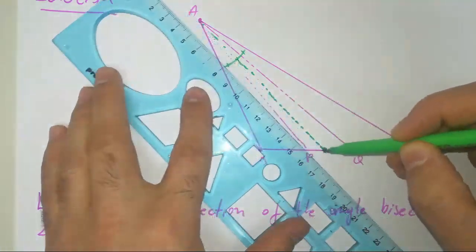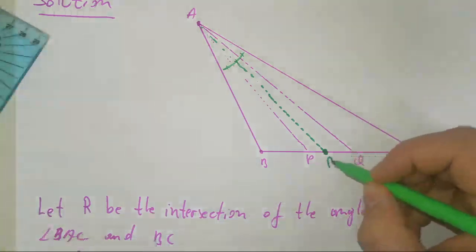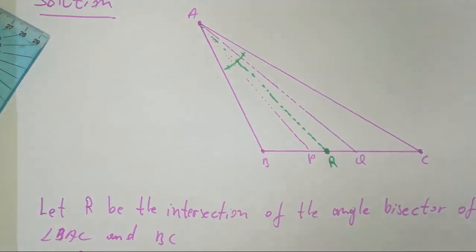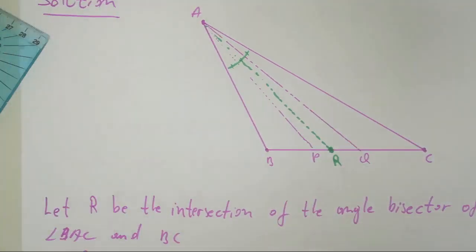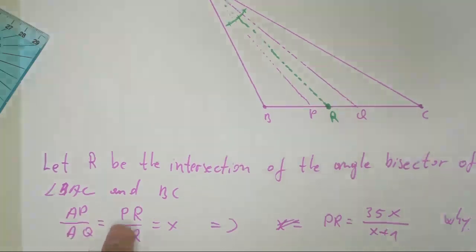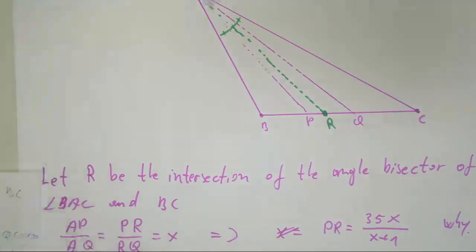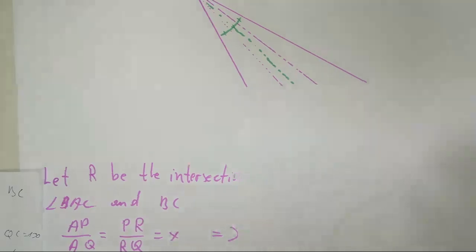Once more, as you see, I'm not constructing it, I'm just guessing where it can be, somewhere. So this is point R. Here we have that AP over AQ is PR over RQ. How do we know that this holds? Well, I can show you something else here.